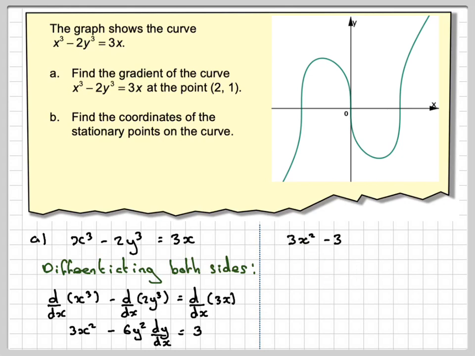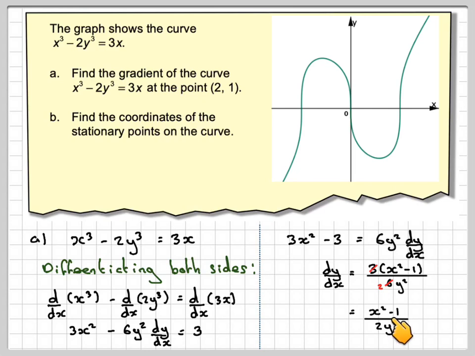So 3x squared minus 3 is equal to 6y squared dy/dx. We're taking that there and this over here, and therefore dy/dx will be (3x squared minus 3) over 6y squared. Obviously the 6 and the 3 will cancel, and we're just going to end up with (x squared minus 1) over 2y squared.